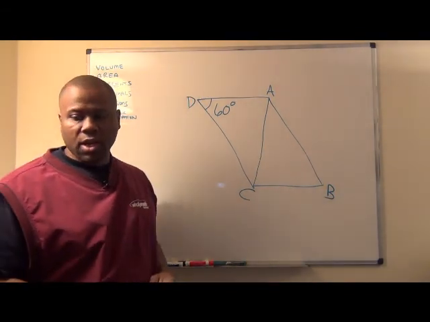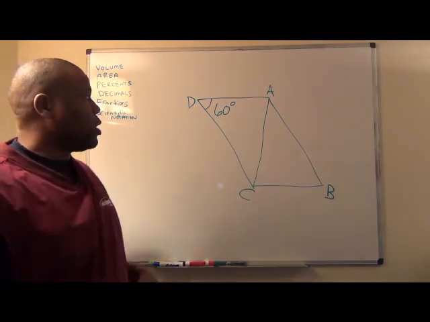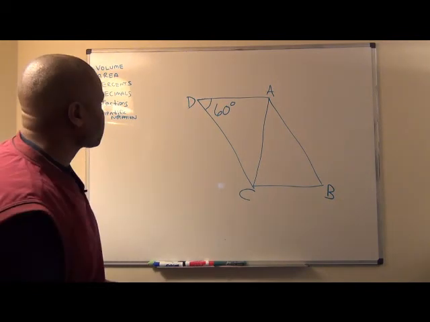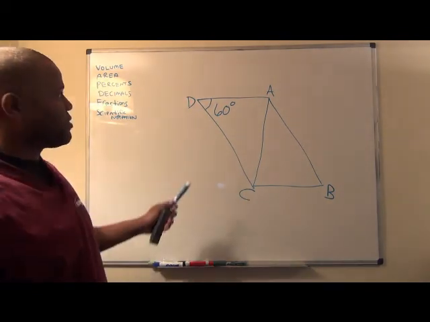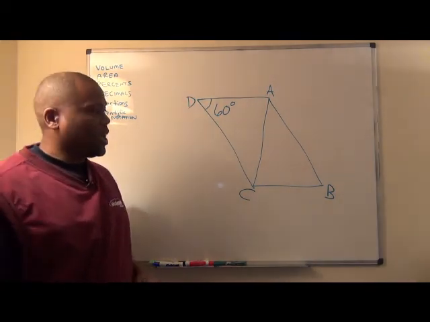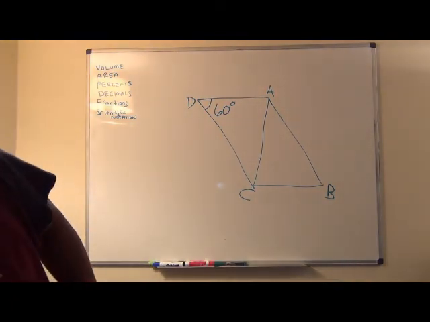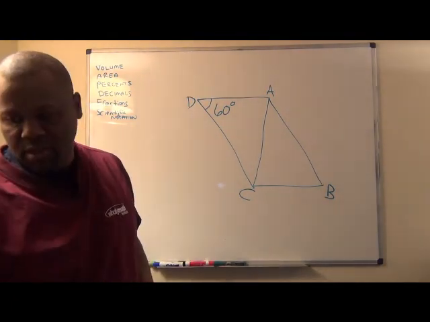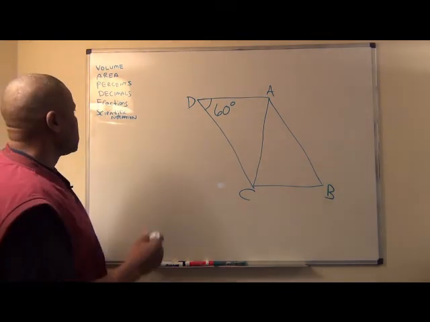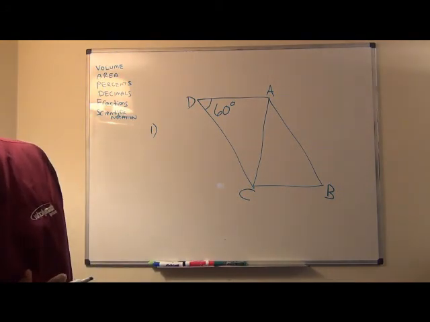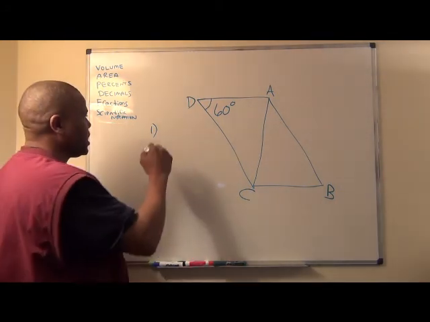Today we're going to be talking about parallelograms. Right here we have a parallelogram ABCD, and we have a 60-degree angle here. What we need to do is determine the measurements of various angles. The first angle I'm going to have to figure out is DCA.